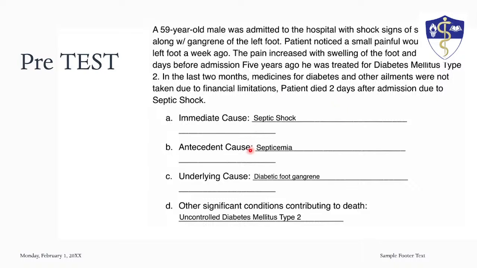Dito, di ba? Like in diabetic, so you don't need to put septic shock. You don't need to put septicemia. This patient died with a gangrenous left foot. Okay, so diabetic foot left. Okay? If there's histopathology unknown, pwede, di ba? Siya ilagay doon because that's the source of the infection. Okay, so nakalagay na doon yon since diabetic foot, hindi mo na kailangan ilagay si uncontrolled diabetes type 2.